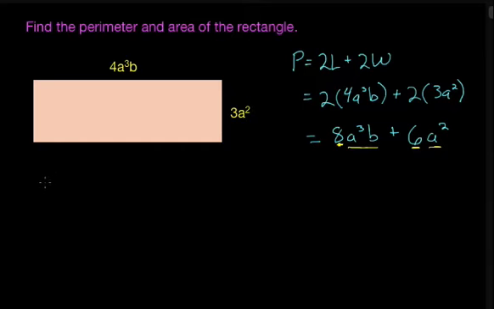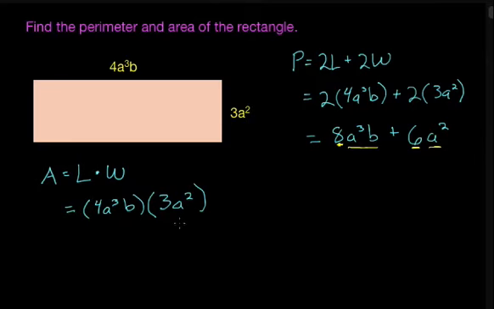Let's try and find the area now. Now we know area is equal to the length times the width. All right, so let's see. Our length is 4a cubed b. I'm going to go ahead and put that in parentheses, 4a cubed b, and we're going to multiply that by the width, 3a squared. And now we have one big multiplication problem.